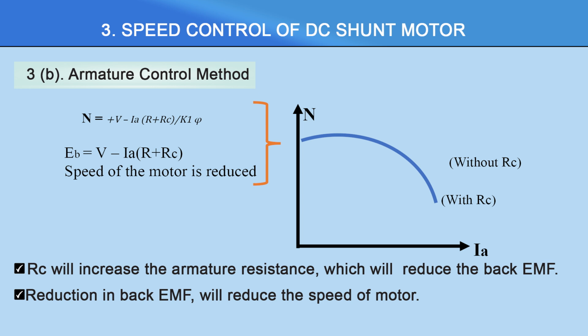In the flux control method, we are increasing the speed, but here we are able to see that the back EMF is reducing, that is the V minus IA (R plus RC) is reducing the numerator, means it is reducing the speed of the motor. So, considering these important points, N is equal to V minus IA (R plus RC) upon K1 phi, EB is equal to V minus IA (R plus RC), speed of the motor is reduced.